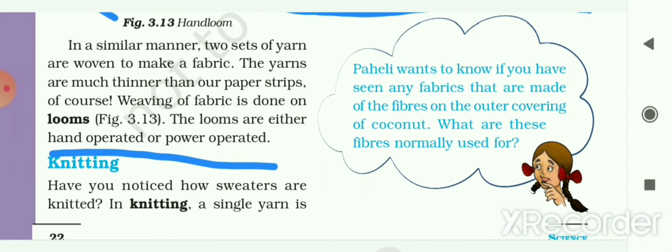Now Paheli wants to know if you have seen any fabrics that are made of the fibers on the outer covering of coconut, and what are these fibers normally used for? So coconut fiber is a natural fiber extracted from the husk of the coconut, and it is used in products such as floor mats, doormats, brushes or mattresses. And coir is the fibrous material that is found between the hard inner shell and the outer coat of the coconut.